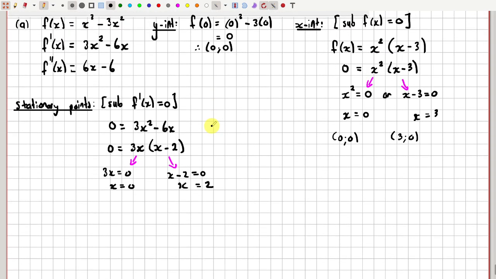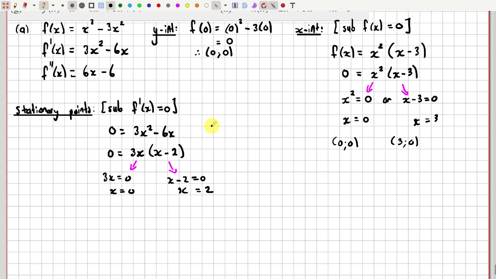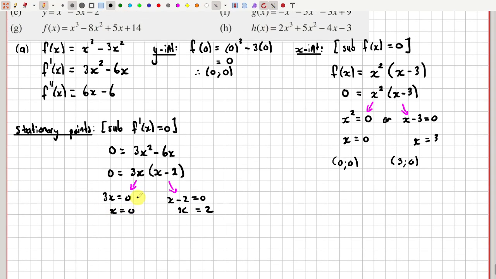Now, remember, these are stationary points. Just because I've made the derivative equal to 0 doesn't mean the y value for these x values will be 0. It can be, but we're not sure about that. So what are we going to do? We're going to take these x values and sub them back into the original equation, because this is the function that we're drawing. So we want to know what the y values would be.